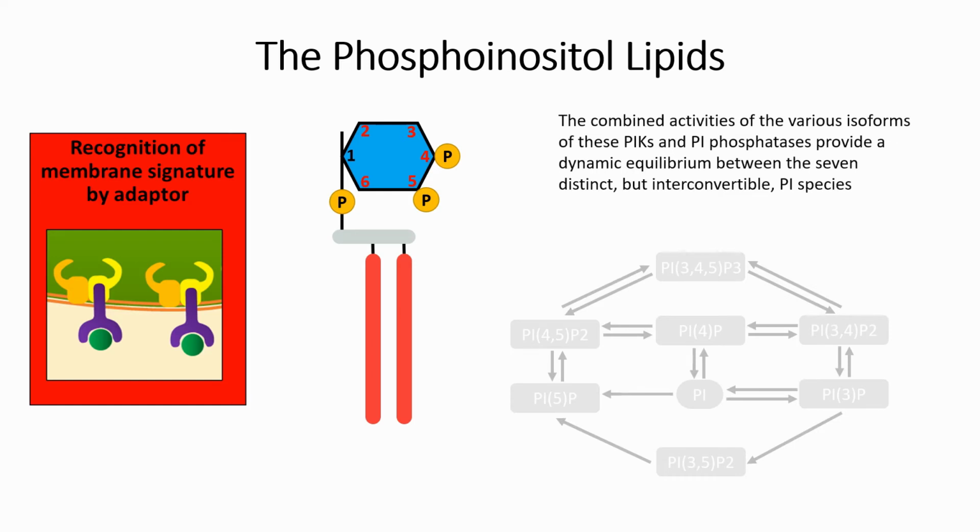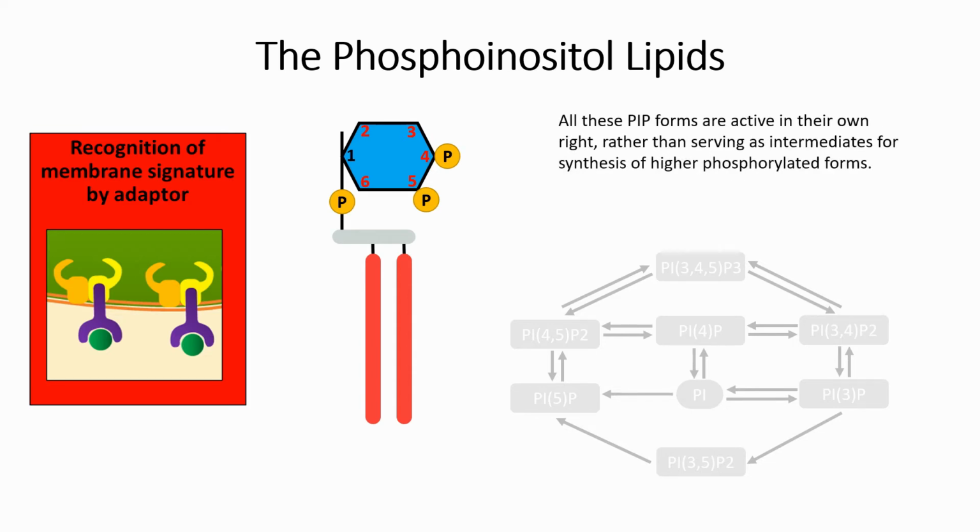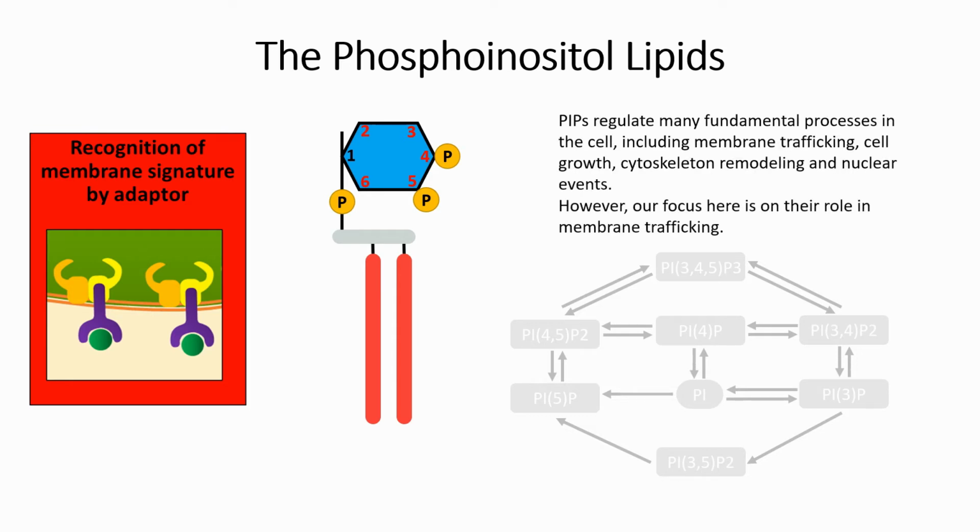The combined activities of various isoforms of these PIKs and PI phosphatases provide dynamic equilibrium between the 7 distinct but interconvertible PI species. All these phosphorylated PI forms are active in their own right rather than serving as intermediates for synthesis of higher phosphorylated forms. PIPs regulate many fundamental processes in the cell, including membrane trafficking, cell growth, cytoskeleton remodeling, and nuclear events. However, our focus here is on their role in membrane trafficking.